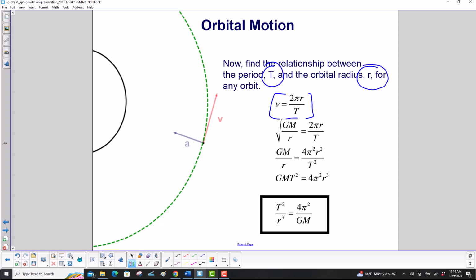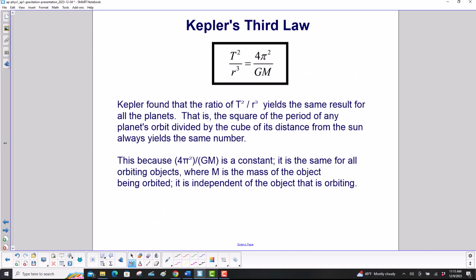And what do we do then? Here's our velocity in a specific orbit. Here is another way to express the velocity, 2 pi r over T. We never like square roots, so we're going to square both sides. And we get GM over r is 4 pi squared r squared over T squared. We do some more moving around of the variables, and we get T squared over r cubed is 4 pi squared over GM.